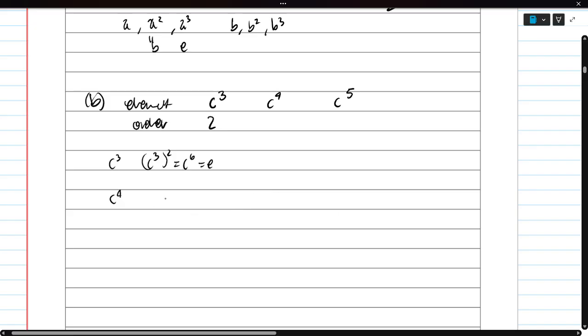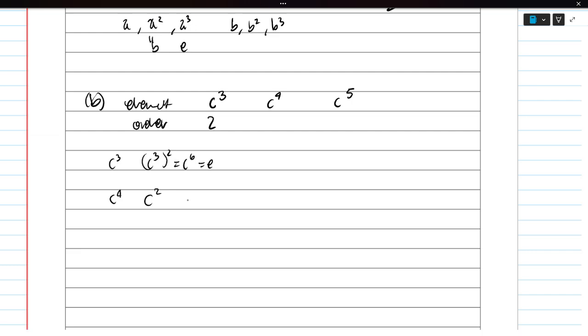C to the 4, C to the 4, C2, and then C4. Yeah, C2 times C4 is equal to the identity because this is just C6. Lastly, C to the 5. C to the 5 squared is C to the 10, which is C to the 4, and it's going to be a generator. I know this is going to be a generator because 5 is co-prime with 6.